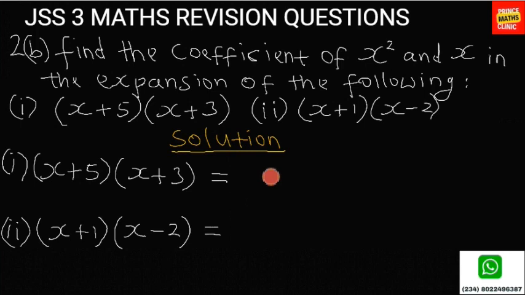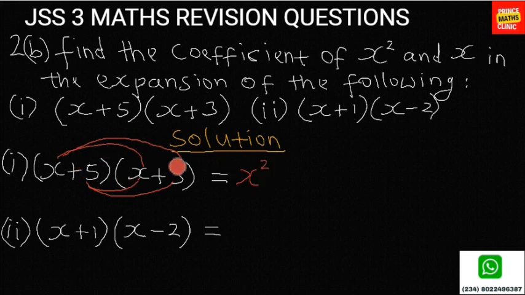Question 2b simply wants us to find the coefficient of x squared and x in these two particular expressions. So multiply them out first. Take this x, multiply this, then take this as well to multiply this. Later you take this to multiply this, and this to multiply this as well. So let's go.